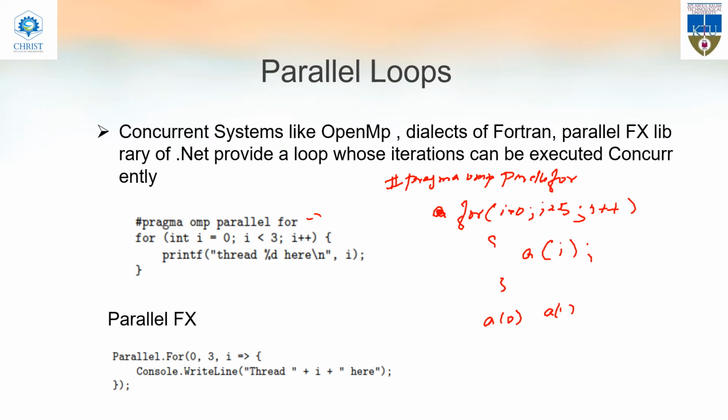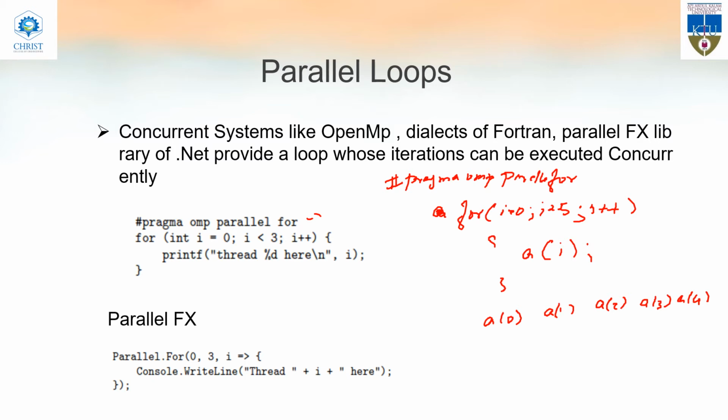Okay, and which will be concurrent to a of 2, which will be concurrent to a of 3, which will be concurrent to a of 4. Okay, so 0 to 4, in CoBegin each statement was executed in parallel, but here each iteration will be executed in parallel.